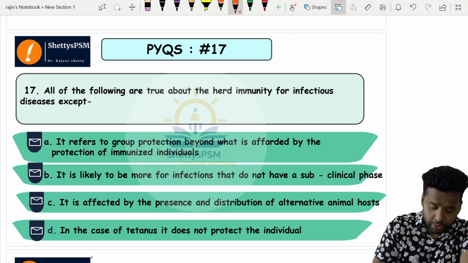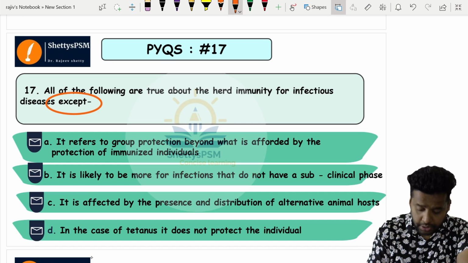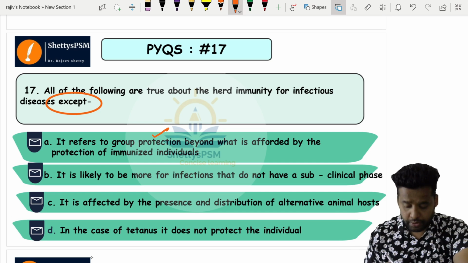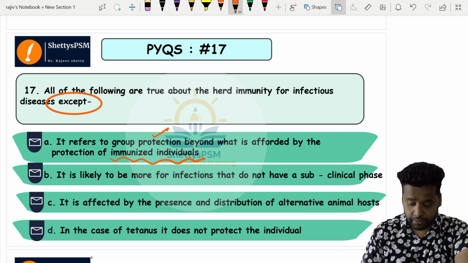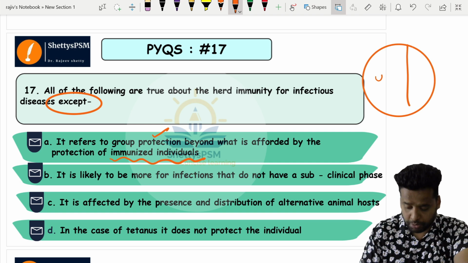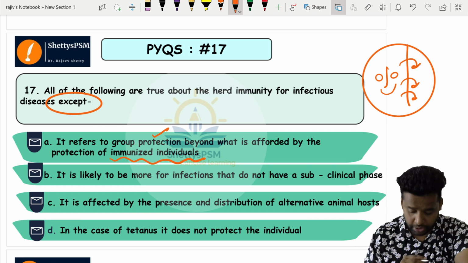True about herd immunity except. Very important question. It is referring to a group protection which is afforded by some immune individuals. Yes, I am having this much immunity in the population. These will protect the other individuals. The whole group is under protection, herd immunity.